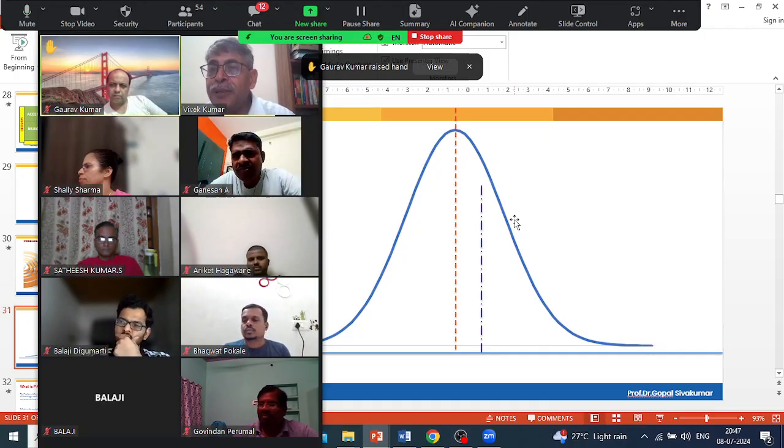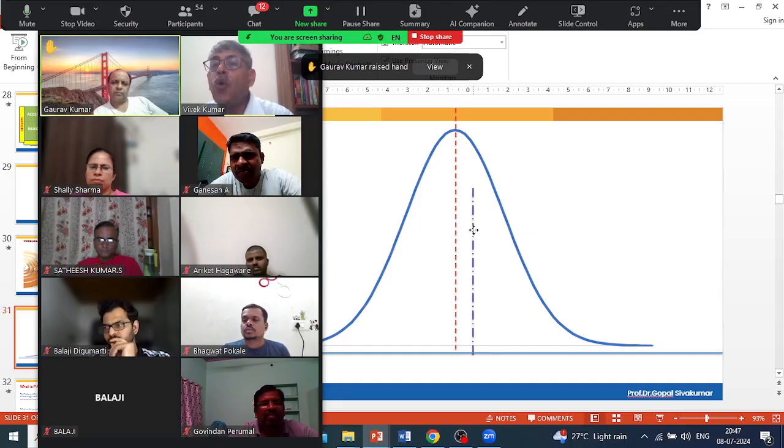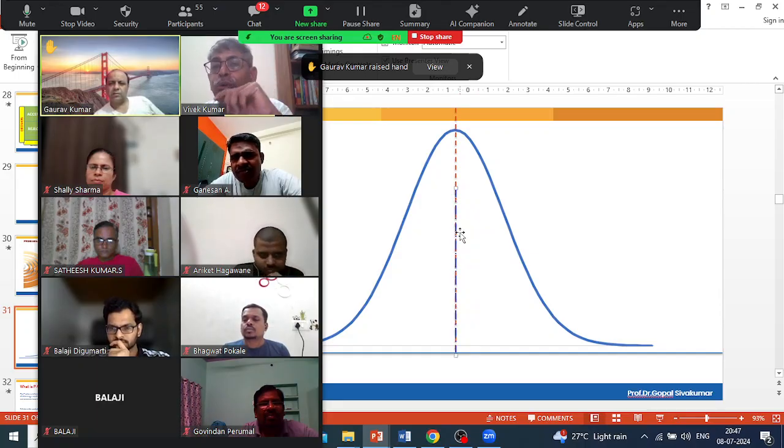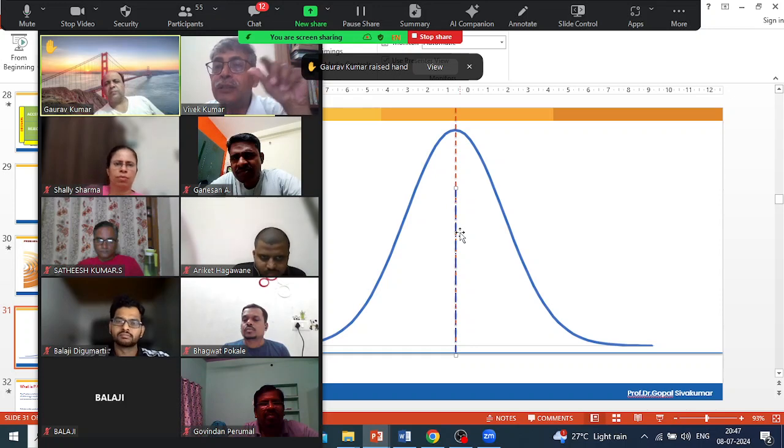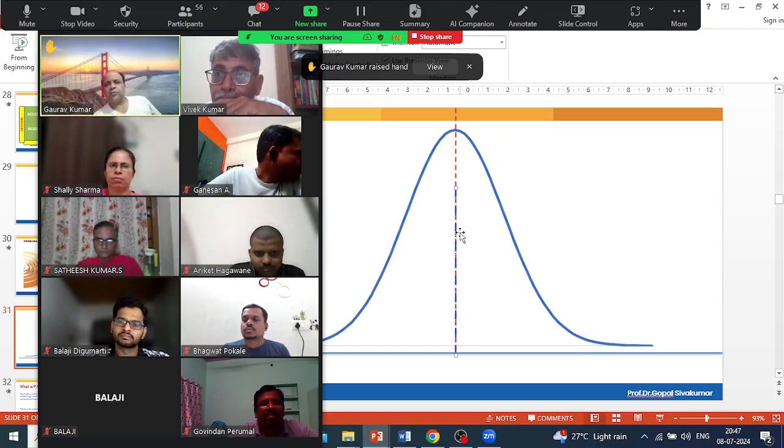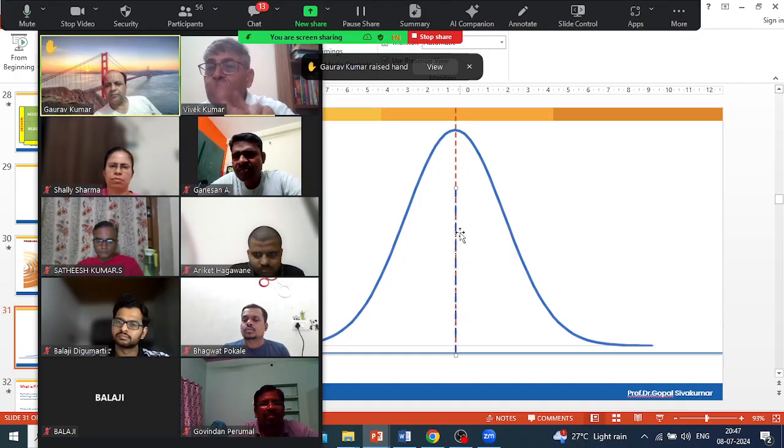Gaurav, you want to say something? Sir, this shows that the Z value is equal to the standard deviation. The line I am drawing, how many standard deviations away is it? Based on your instructions, tell me where you want to draw. For example, I draw the line at 2 sigma, 2 standard deviations away. Z value is 2.